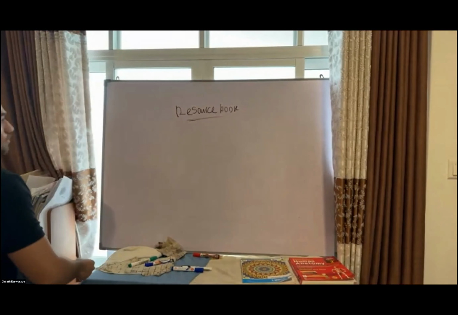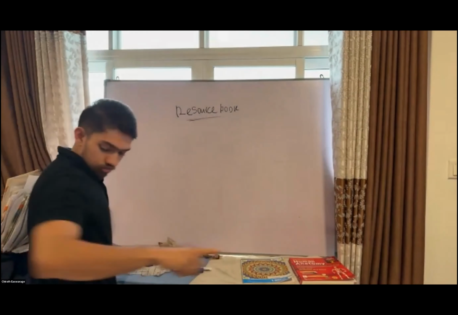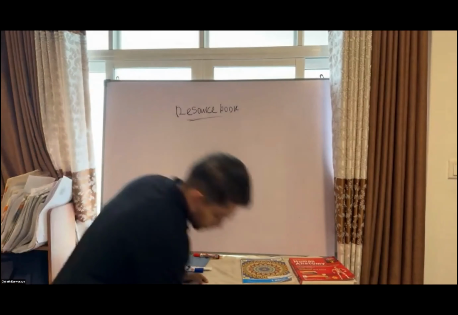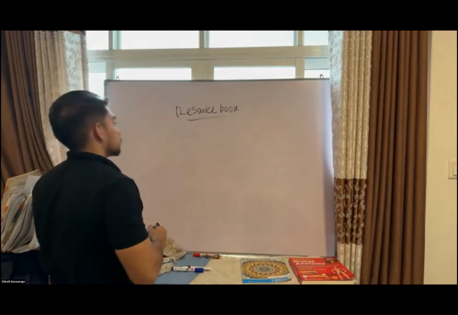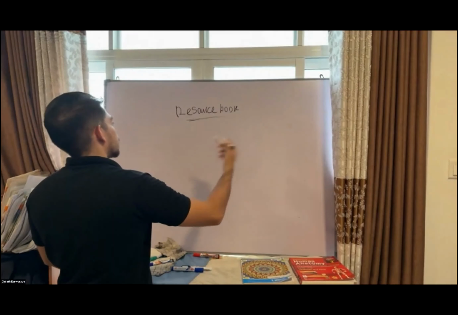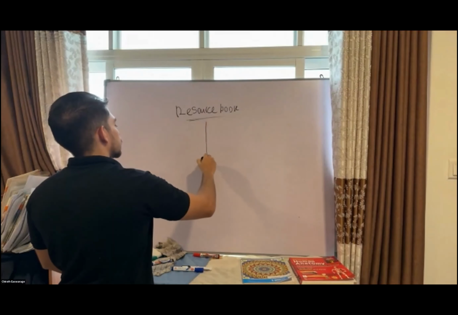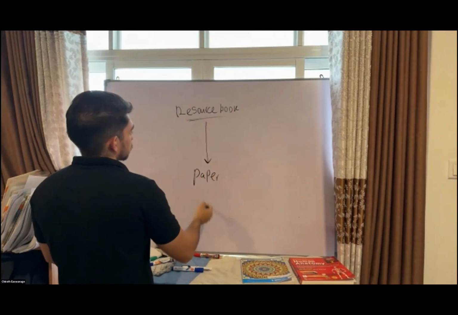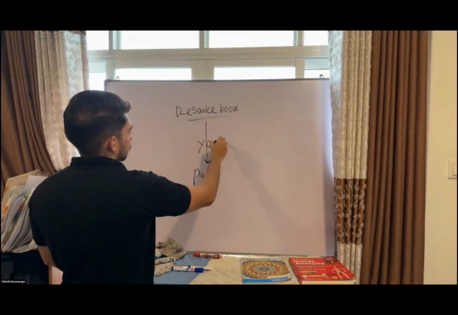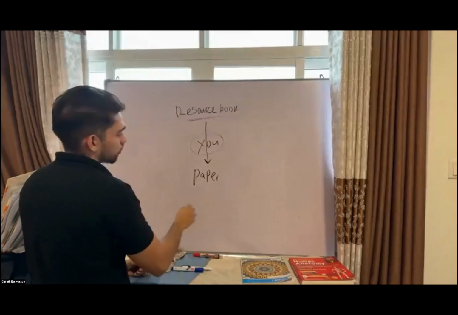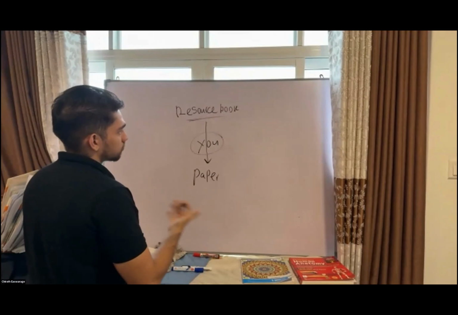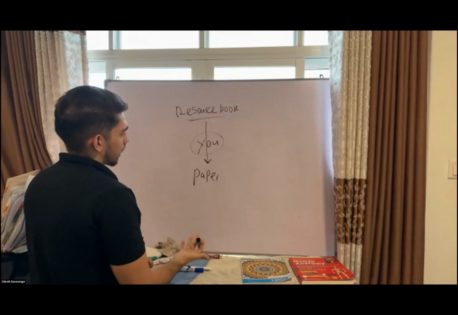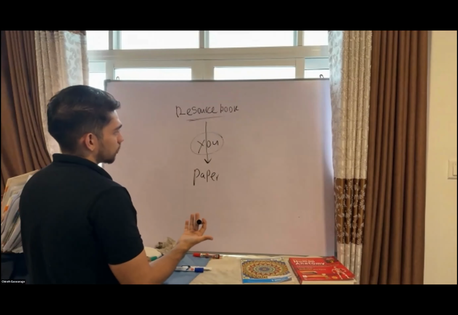What I'll be doing is helping you to get the resource book into the paper, right? So your A-level bio, the trend that is going on is that you have to get the resource book into the paper somehow, right? So through you, the resource book is going to go into the paper. So that is the trend that is happening. It's a bit of a sad tendency, but we can't do anything.